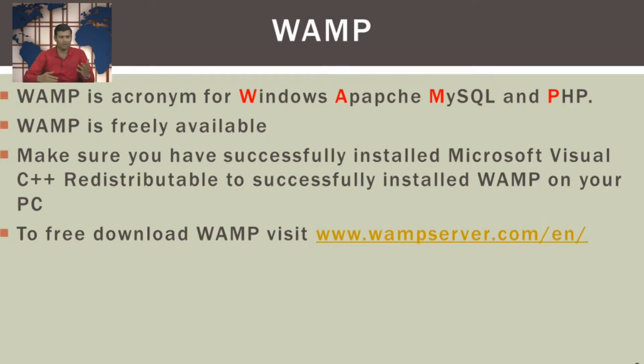Wamp is a web server which consists of W for the Windows operating system, A for the Apache web server, M for the MySQL database and P for PHP. It is an acronym where W stands for Windows, A for Apache, which is a web server, MySQL is an RDBMS, a relational database management system, and PHP is a server-side scripting language. Wamp is freely available, so you can easily download it through the internet, install it on your PC and run using Wamp.